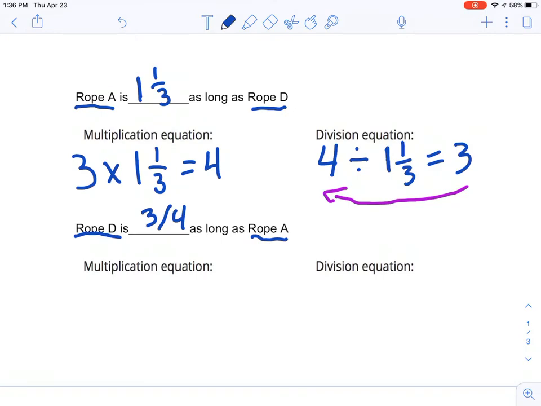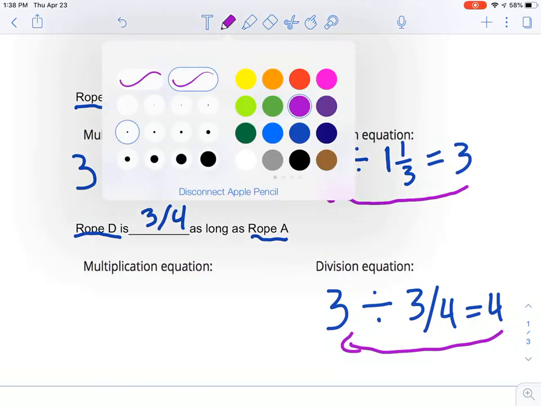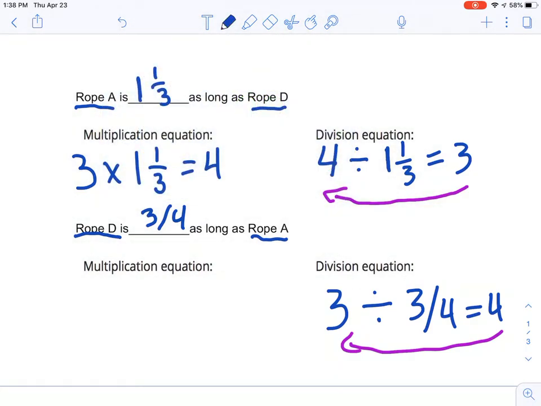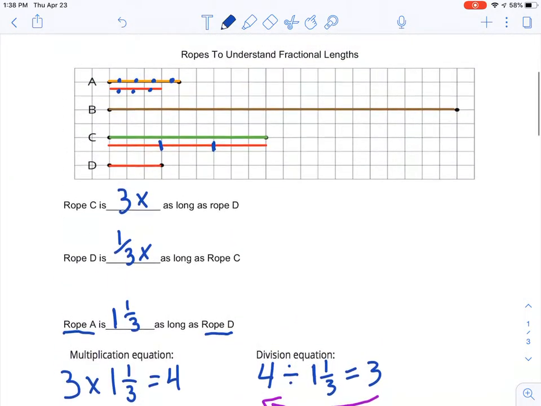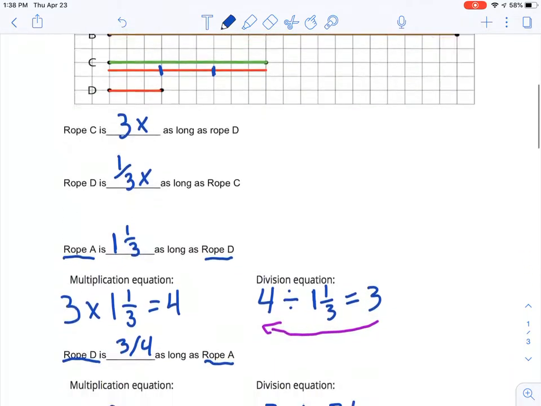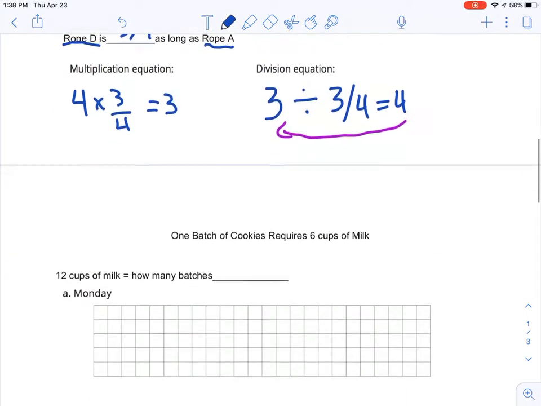Division equation, rope D is 4. Oops, rope D is not 4, rope D is 3. 3 divided by 3/4 gives us 4, or the inverse for multiplication, we see that 4 times 3/4 equals 3. Okay, so hopefully you are able to determine fractional lengths and compare them. Please use the tools available that Notability provides for you when doing this lesson.